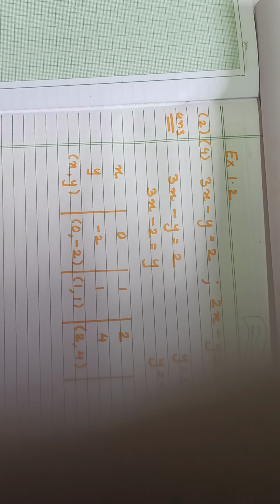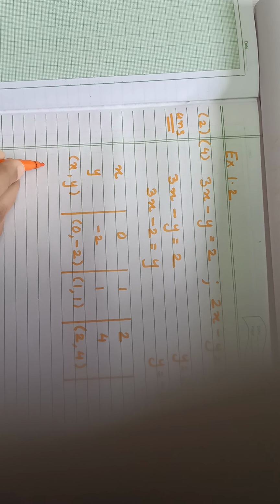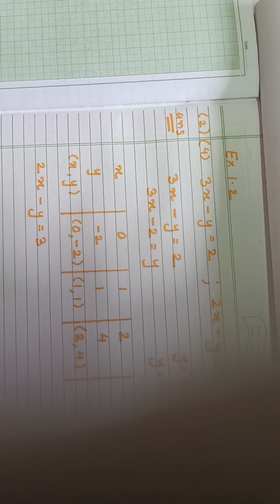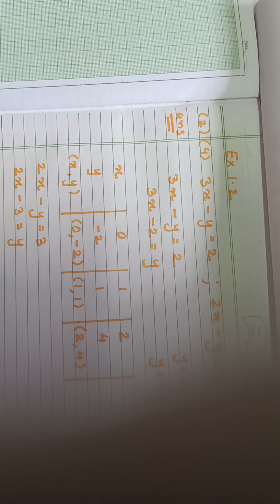Now let's make the other table, for the other equation. The other equation is 2x minus y equal to 3. If 2x minus y is equal to 3, that means 2x minus 3 will be equal to y. Y goes on the other side. So now you have to change the value of x, you will keep getting the value of y. So let's make the table now. X, y, x comma y.